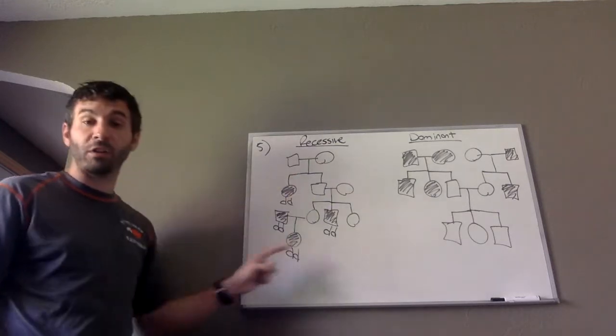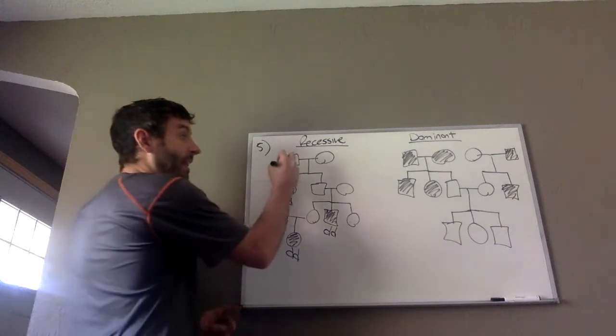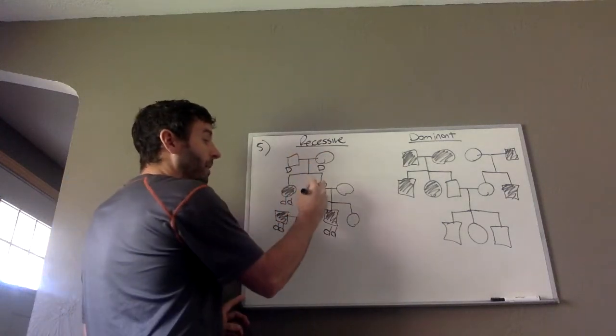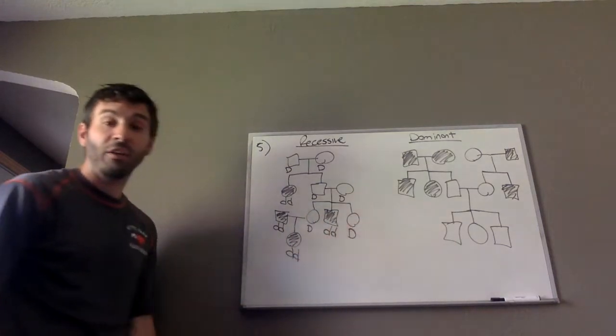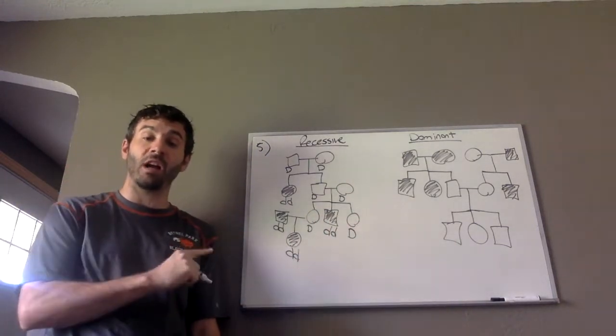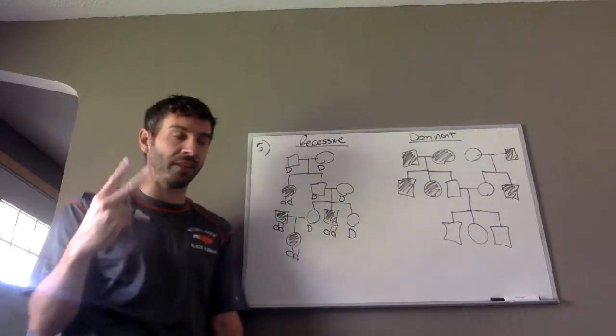Now, the other people which are not shaded in, we know they don't have the trait. So that means they have to have at least one dominant allele. So I'm going to put a capital D for each one of the people that was not shaded in. Now I have to go back and figure out their second allele because you always have two.